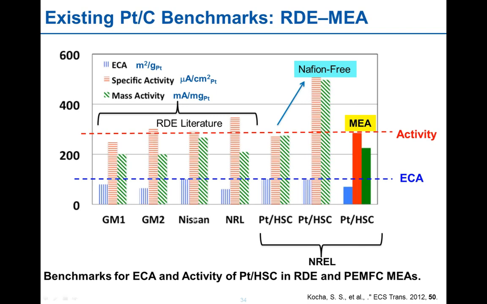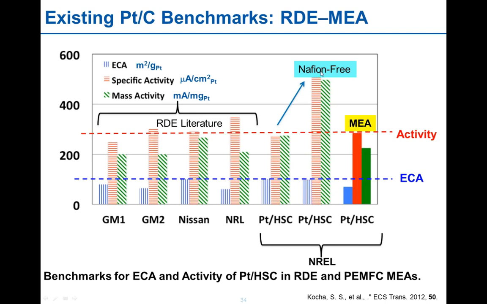Now here's some RDE data from GM, Nissan, NRL, and NREL with Nafion in RDE. And you see that they're all very similar in this case. And they're also very similar to the activity measured in MEAs. Note that the MEAs were tested at 15 minutes per data point in very different conditions. So it's merely a happy coincidence that these values match the MEA values. We really shouldn't expect it.